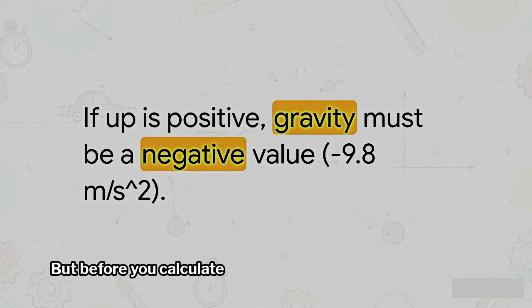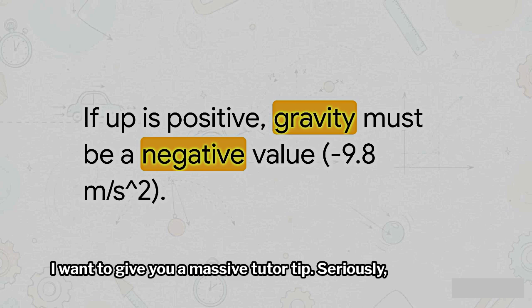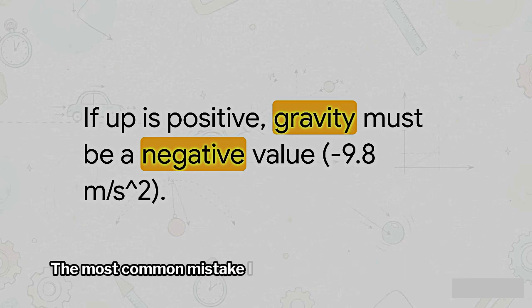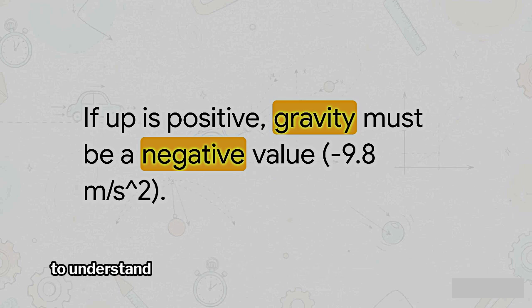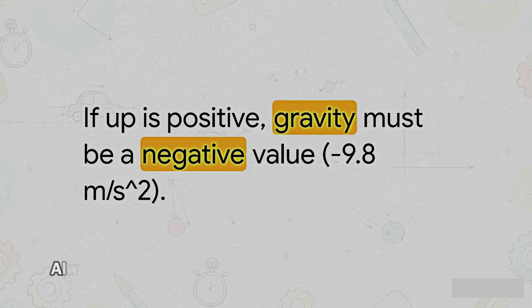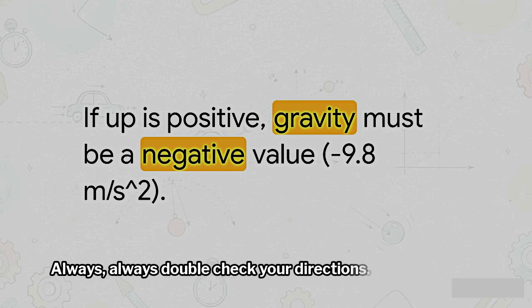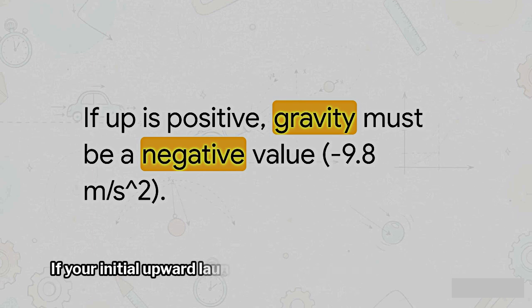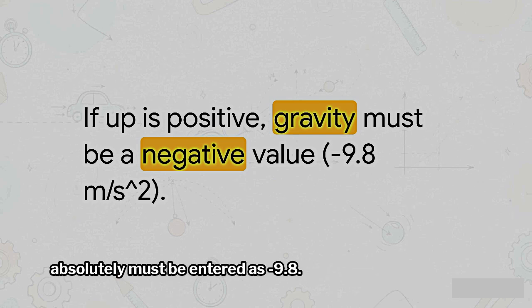But before you calculate anything, I want to give you a massive tutor tip. Seriously, as a tutor, the most common mistake I see isn't failing to understand the calculus or the core concepts. It's a simple sign error. Always, always double-check your directions. If your initial upward launch is a positive number, then gravity, which pulls downward, absolutely must be entered as -9.8.